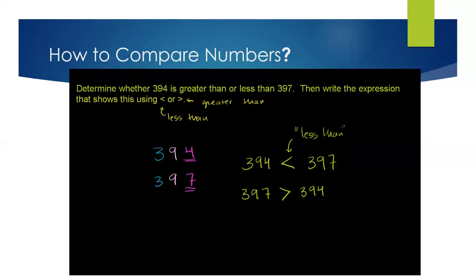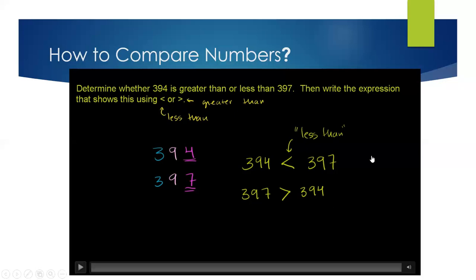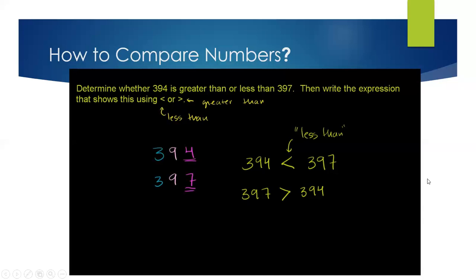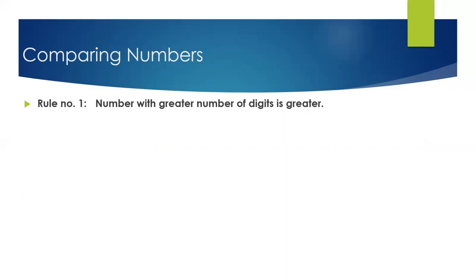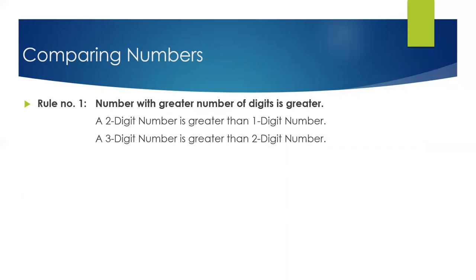So students, you have watched this video, and in this video we have described how to compare 3-digit numbers. Comparing numbers follows certain rules. Rule number 1: a number which has a greater number of digits is the greater. So we can say that a 2-digit number is greater than a 1-digit number. Similarly, a 3-digit number is greater than a 2-digit number. Let us elaborate this with the help of a few examples.